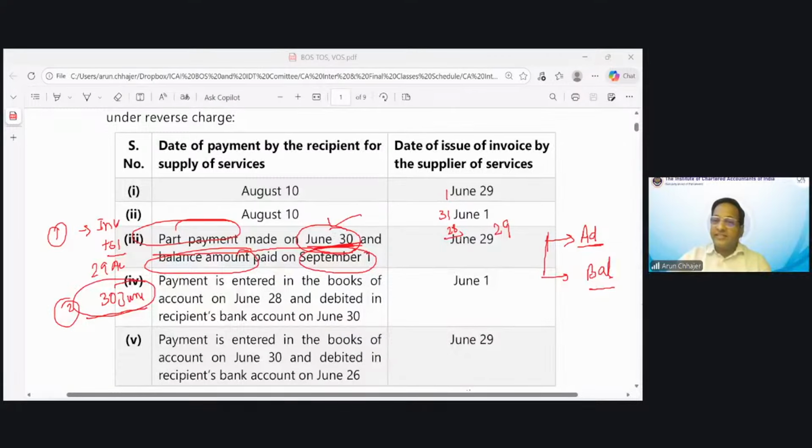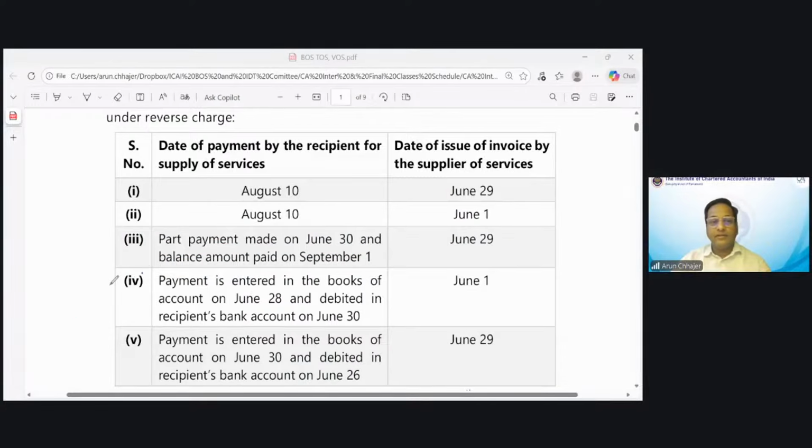So for the first payment, for the advance payment, can I say that 30th June would be the time of supply. And for the balance payment, 29 August would be the time of supply. ठीक है. Important. These two parts are important. Kindly give me the answer for the question number 4.